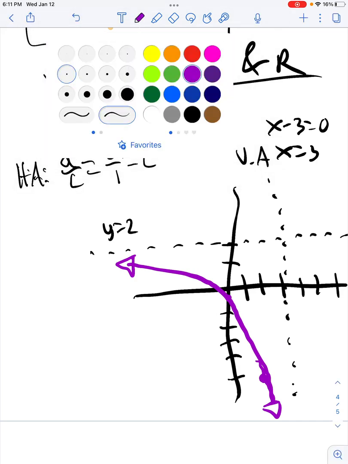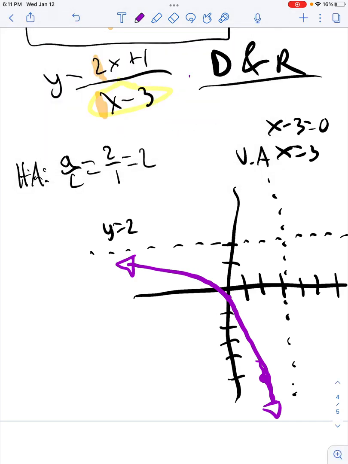If I pick when x is 4, I'm going to get y is an answer of 9. So that would be all the way up here. And then when x is 6, y is 13/3, which is again a little bit more than 4. So if we said this is 3 and 4, be about right here. All right.